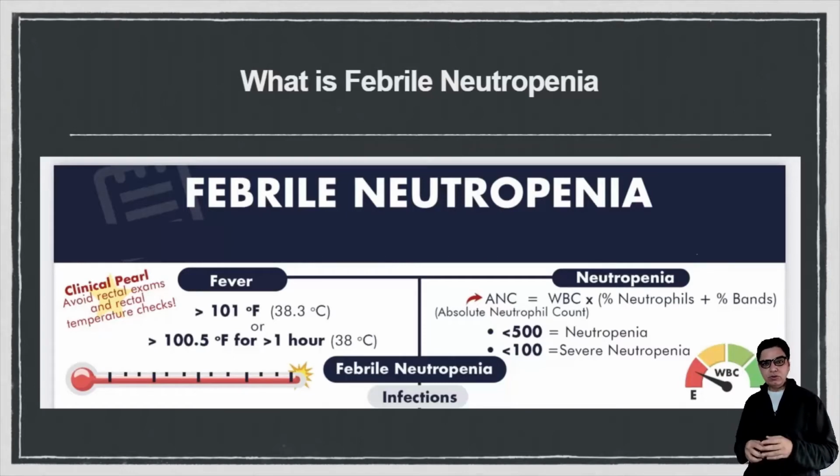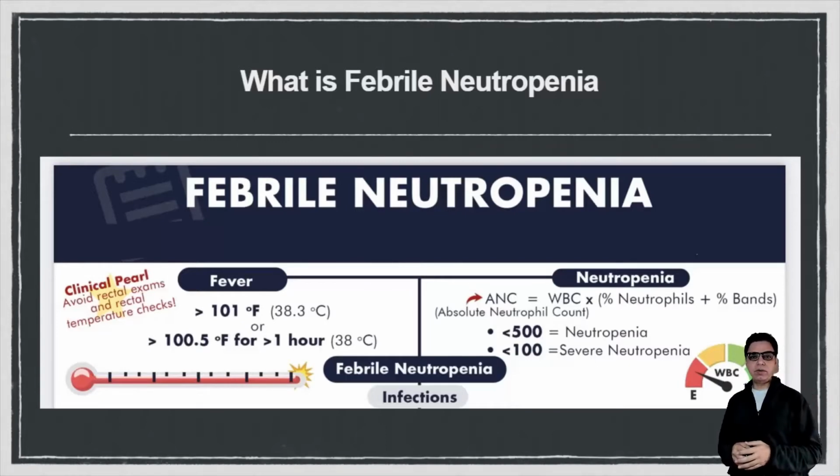neutropenia. Neutropenia basically means that the absolute neutrophil count should be less than 500, or in other words, 0.5 times 10 to the power 9. Or if you are taking it in absolute terms, it should be less than 500 per cubic millimeter. Now, how do we calculate the absolute neutrophil count? Most laboratory reports give you the absolute neutrophil count as a part of the full blood count.